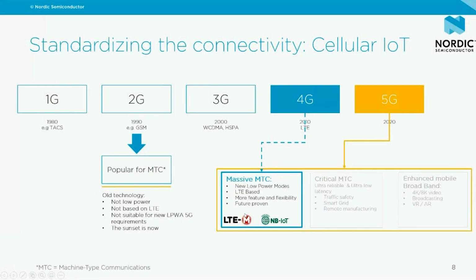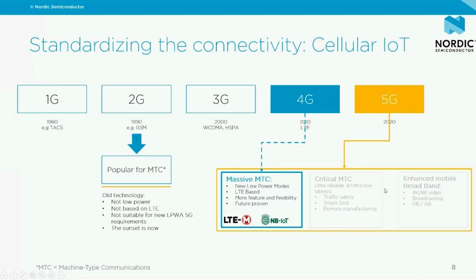We got LTE with LTE-M and NB-IoT, and this really offered much more massive machine type communication than was available before. Much more and better low power modes, LTE based, so really a standard that can evolve and take in new requirements as it is needed from the market, and future proven. So when we talk about LTE and especially M1 and NB-IoT being part of what we commonly refer to as a 4G standard, this continues to live also as the world deploys 5G technologies right now.